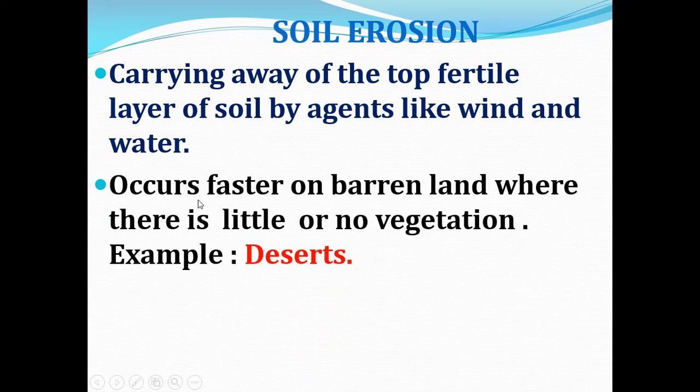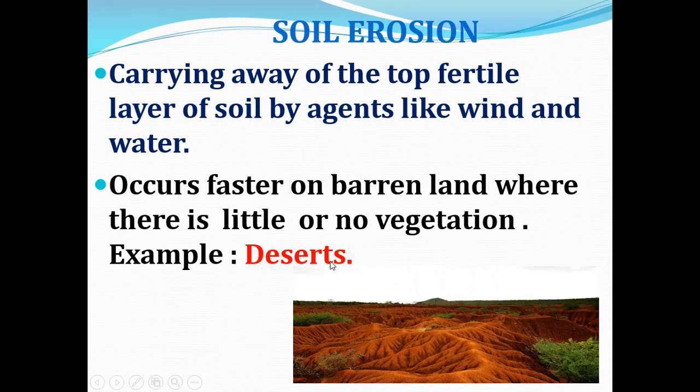This soil erosion occurs faster on barren land where there is little or no vegetation. An example is deserts. In deserts it occurs because there is heavy wind, so the top fertile layer will be carried away from one place to another.